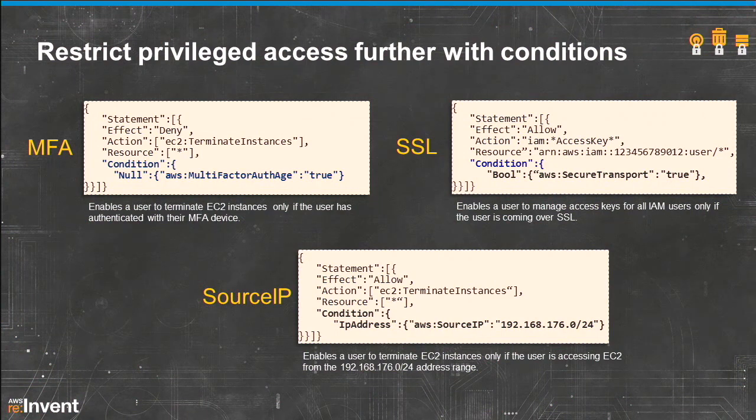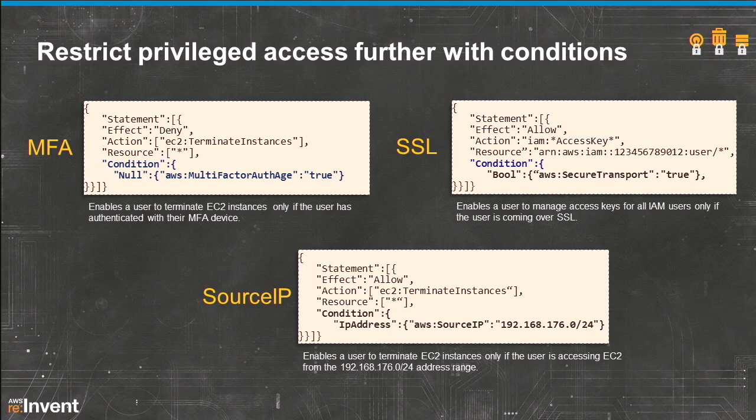So what's up here that you can look at are examples of policies that enforce different things. The MFA one enforces that the user needs to be authenticated with MFA if they're calling the terminate instance API. The second one, SSL, basically says, in this case, you can't do anything with access keys unless you actually come in over SSL. And the third one is source IP. We narrow down, saying it has to come from a specific IP address to be able to call terminate instance. These are all individual policies.